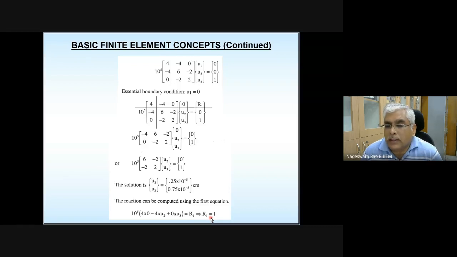Any questions here? Actually, there is a printing mistake here. R1 is minus 1. R1 is minus 1. You please make a note. Anyway, this equation is correct. So if you solve this, R1 is equal to minus 1.